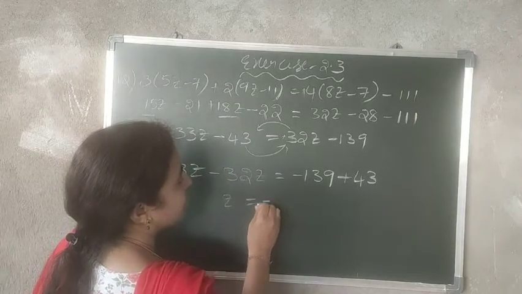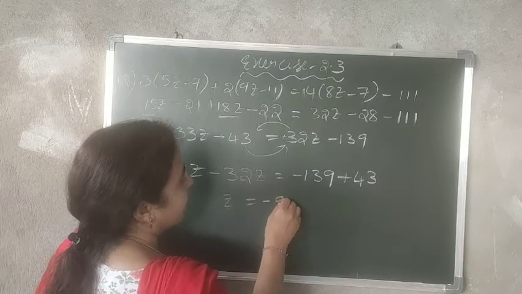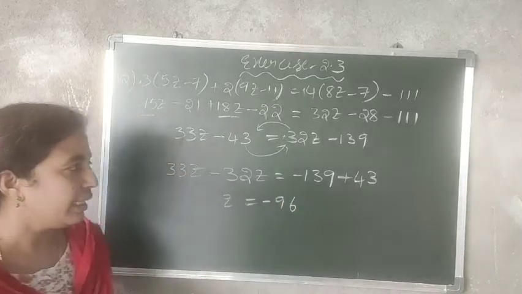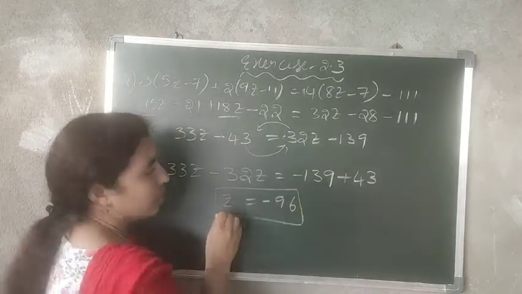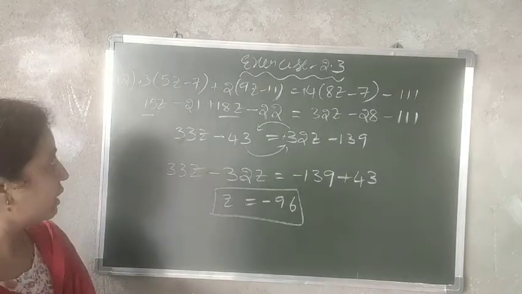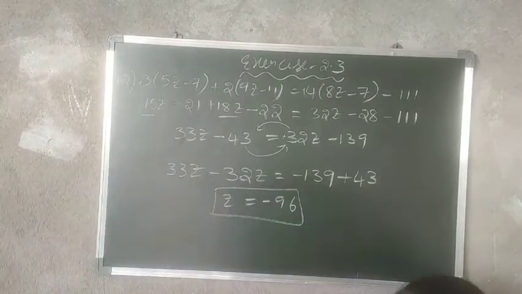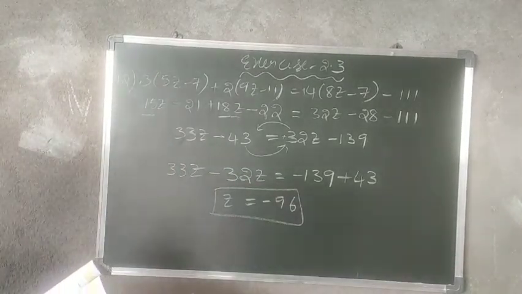6. How much more? 96. Minus 96 is the answer. Z is equal to minus 96. So this is the 12th problem. And then we'll go for the 13th problem.